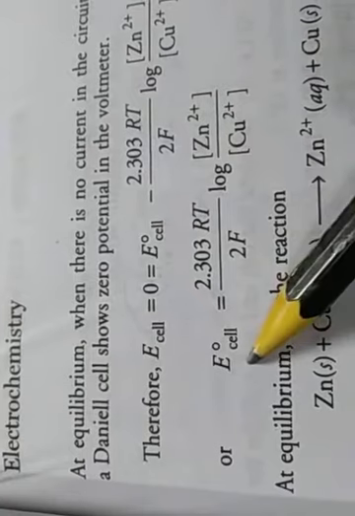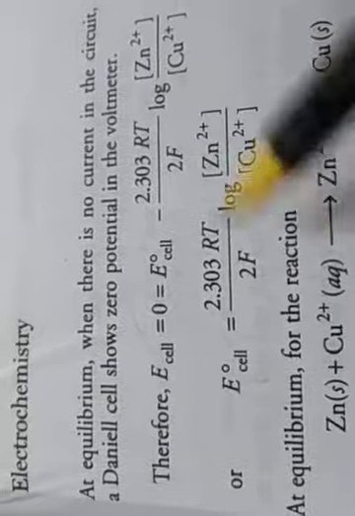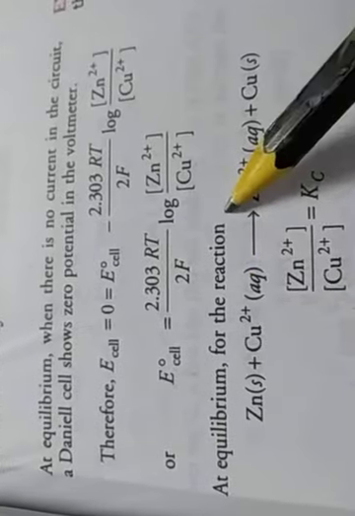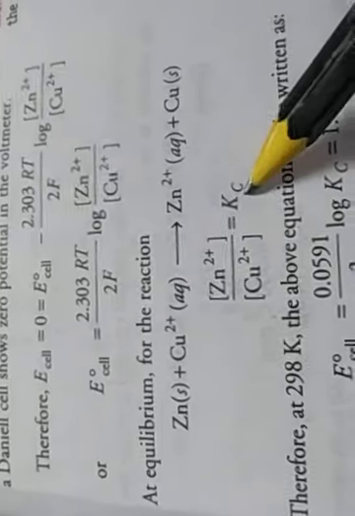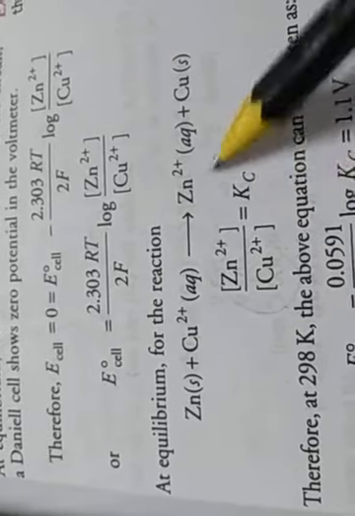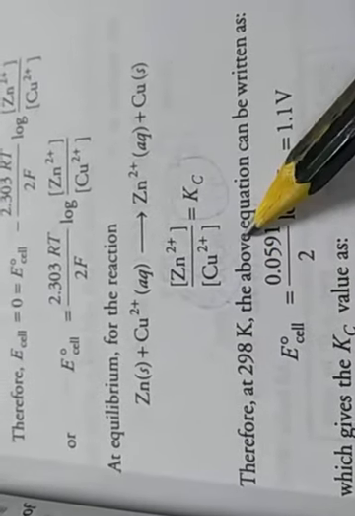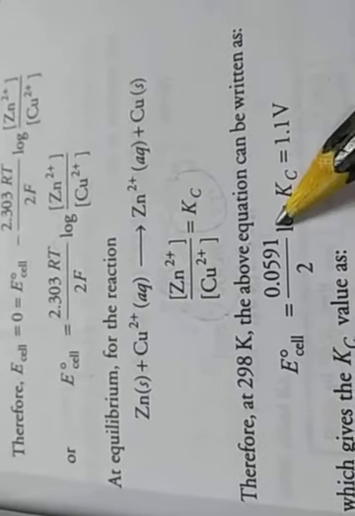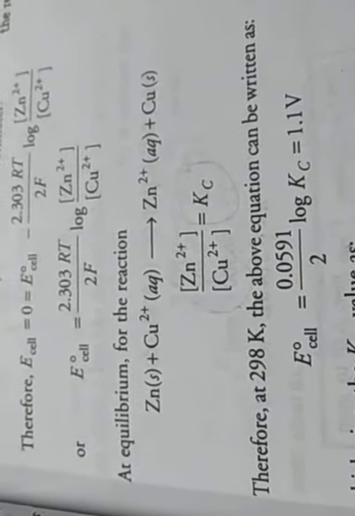So E naught cell, going to the left hand side, is equal to 2.303 RT upon 2F log Zn2+ upon Cu2+. At equilibrium for the reaction, the ratio of Zn2+ ion to Cu2+ ion concentration is the equilibrium constant Kc. Therefore, at 298 Kelvin temperature, the above equation can be written as E naught cell is equal to 0.059 upon 2 log Kc, where 2 electrons are lost and 2 electrons are gained.